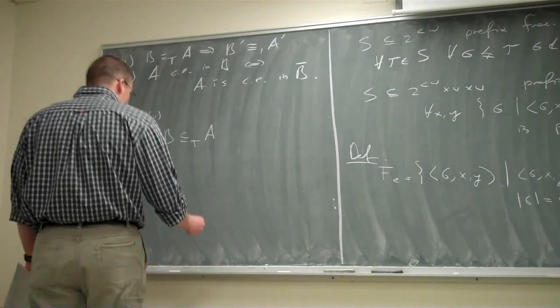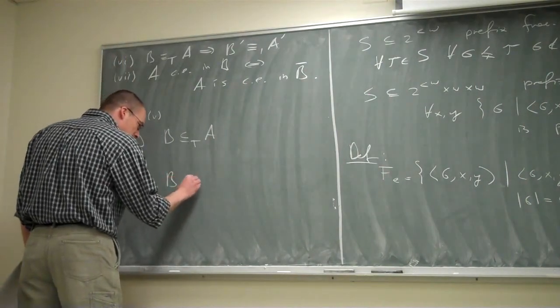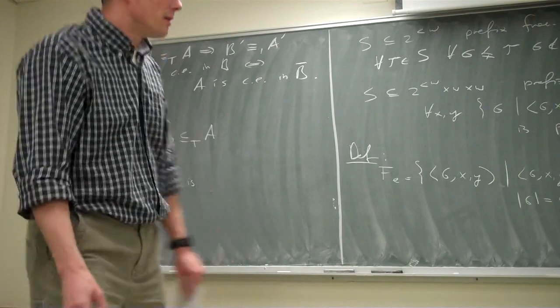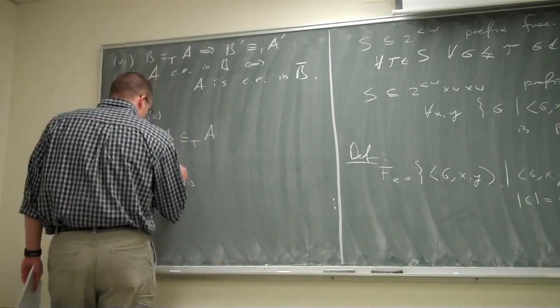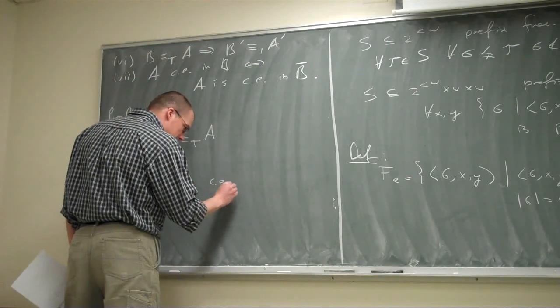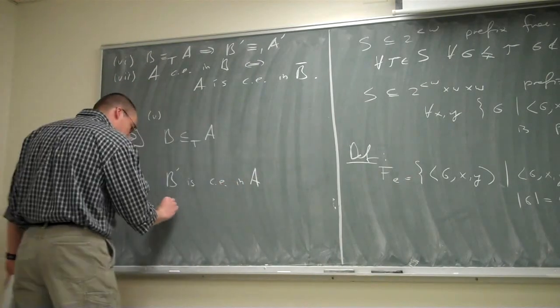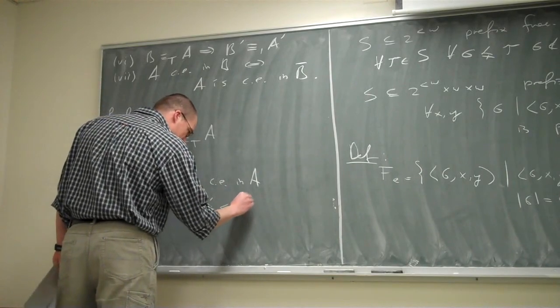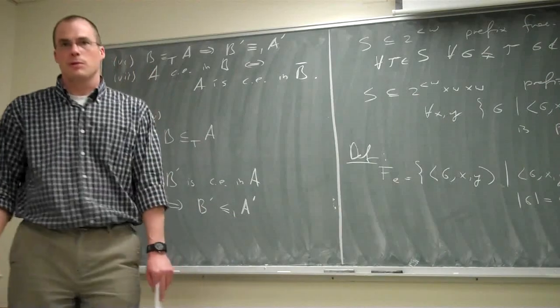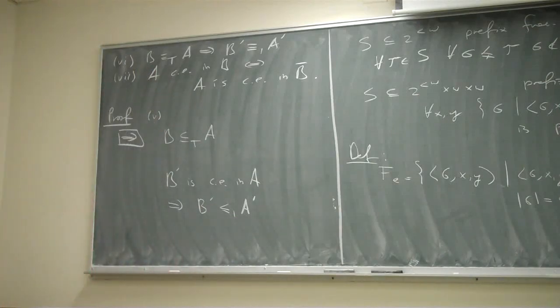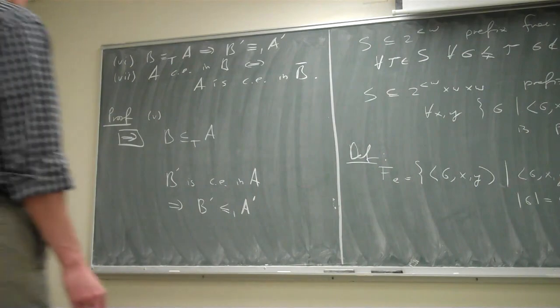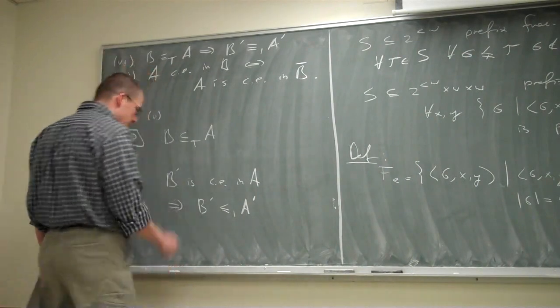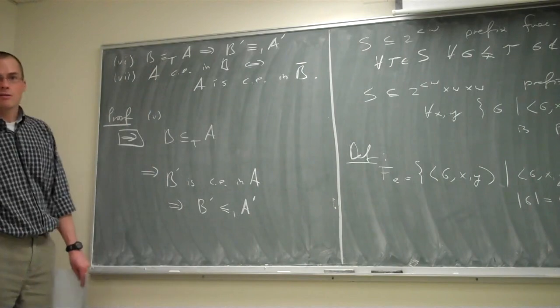So if we can show that B jump is CE in A, then we get that B jump 1 reduces to A jump. Right? Anything which is CE in some set reduces to its jump. 1 reduces to each jump. But this implication is also obvious.